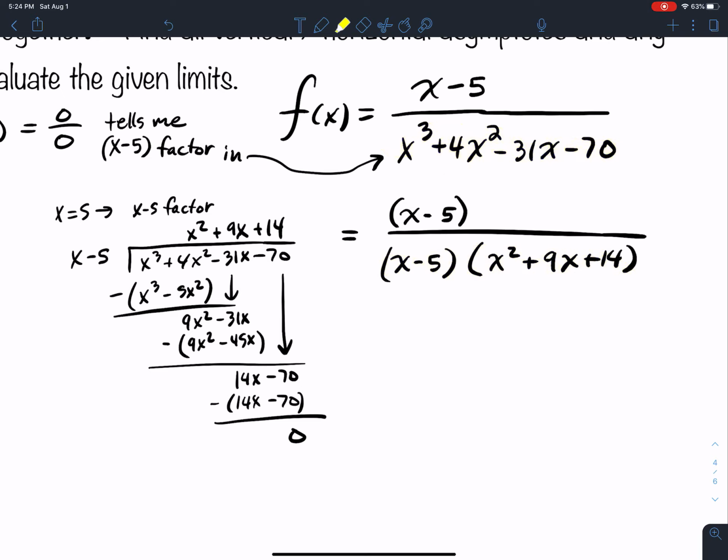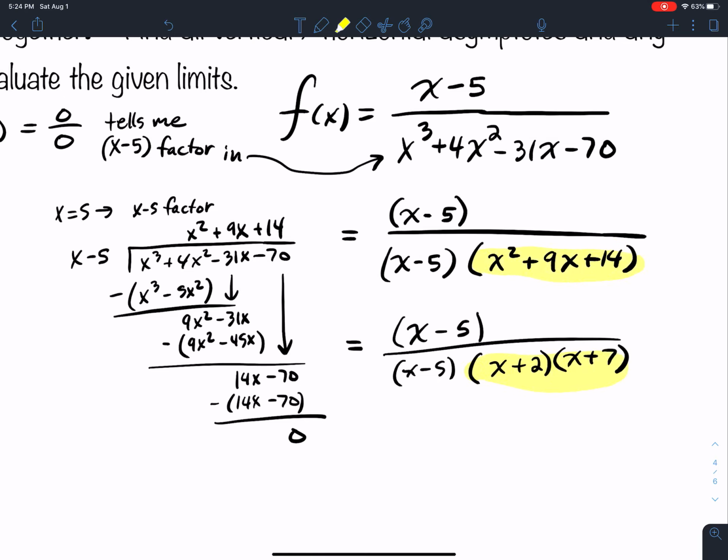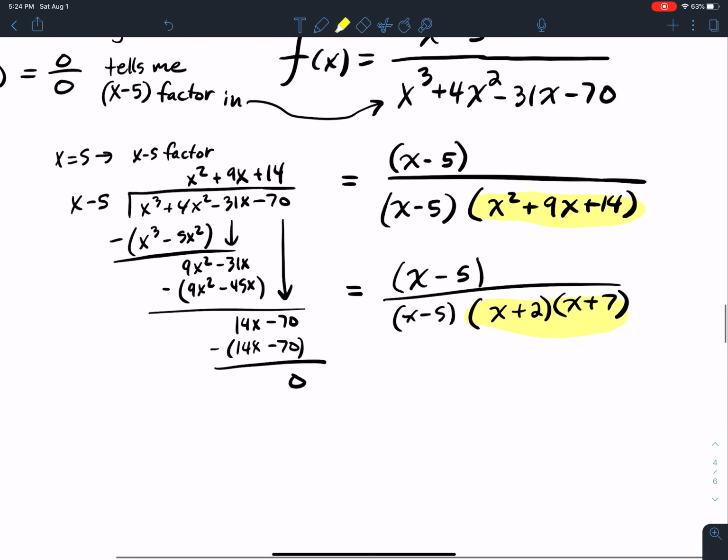Awesome. So why is this awesome? Well, I think I can even factor this a little bit more. This is a trinomial, so I need something that multiplies to 14 and adds to 9. 2 times 7 is 14, and 2 plus 7 is 9. So this factors to x plus 2, x plus 7. So that's going to break it down even easier. So how about that? That was pretty nice.